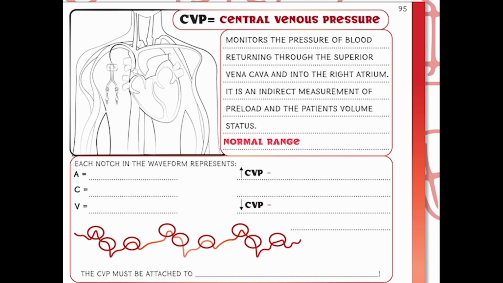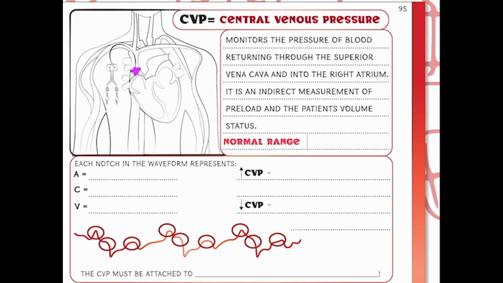So if we remember from part 1 of hemodynamics, our preload is the volume that fills up in these ventricles right before ventricular contraction that's going to stretch those cardiac muscle cells. And if we look right here at this little central line, this is going to be sitting right here in our superior vena cava. So this specific central line is going to measure the pressure of blood that's coming through here and enters into the right atrium. This is why this is an indirect measurement of preload and the volume status, because preload is that measurement of the volume filling up in the ventricles.